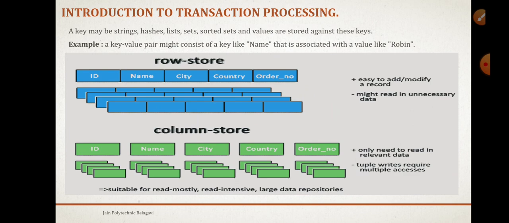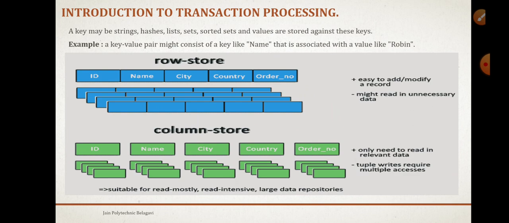So let's take an example here. A key value pair might consist of a key like name that is associated with the value like Robin. Row store, column store. Here ID, name, city, country, order number. So the data is stored row wise. In a column store, it will store as per column.